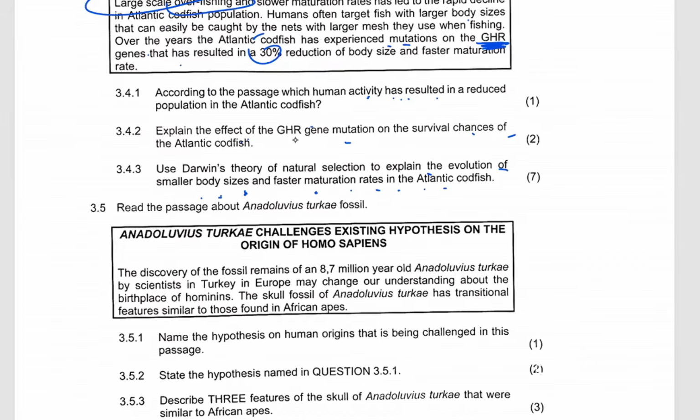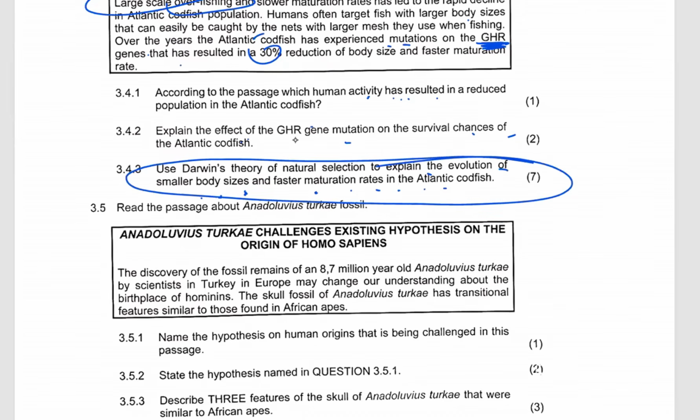The codfish without the mutation could move less, so they were being hunted and they died in large numbers. All those with the mutation could move faster, so they survived in large numbers. You understand? So they reproduced also in large numbers. They passed the allele for this mutation to the next generation, and after many generations, the next generation will have a higher proportion of codfish with this mutation, and a lower proportion of those without the mutation. So basically that's what you're supposed to explain.